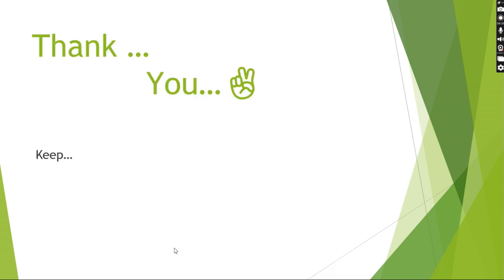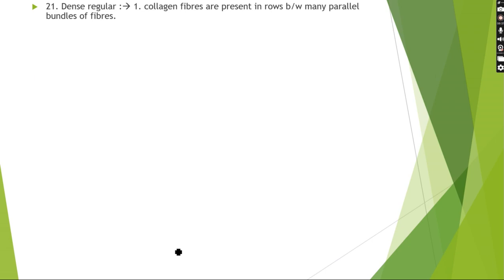Okay, then एक आता है क्या? Okay, then dense connective tissue two types. क्या? Dense regular and dense irregular. So dense regular क्या है? Dense regular में collagen fiber are present in row between many parallel bundles of fiber.